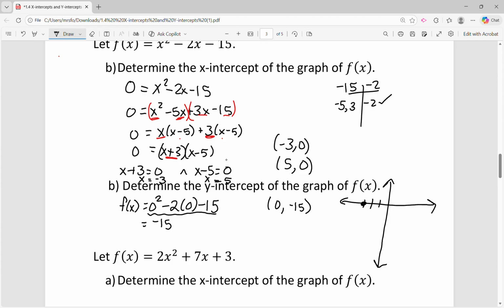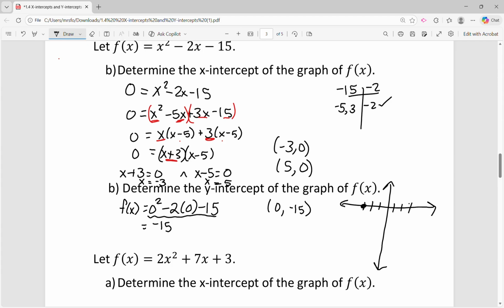So I'd have my two x-intercepts, and my y-intercept is going to be 12, 13, 14, 15. So, kind of like this. Not the best drawer. If you put it in a calculator, you'll see a better looking graph.